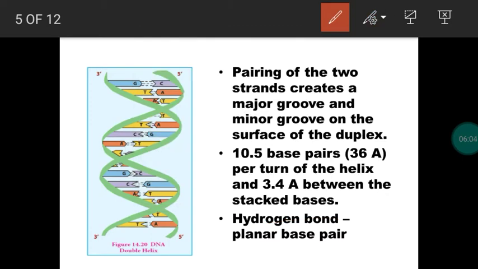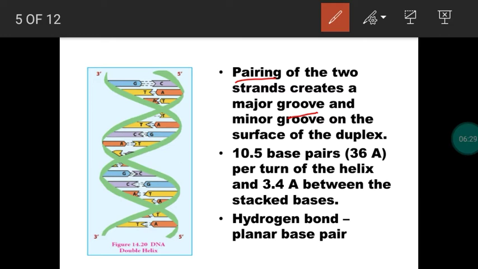Due to the pairing of these two strands, there is an interaction between them. Because of this pairing, we get a groove. A groove means a lengthy, deep line. We get two grooves: one is the major groove, and the other is the minor groove.